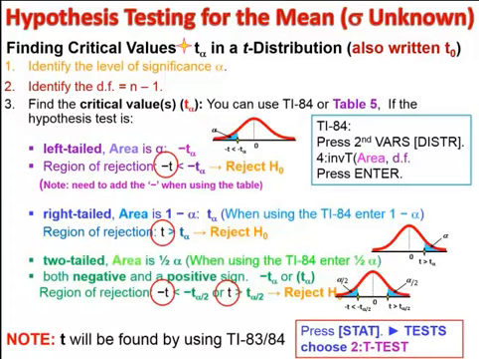A key note here is that t represents the test statistic when you're using the formula to find your test statistic, and not alpha.